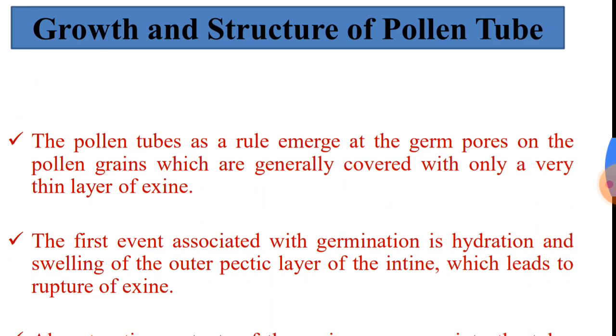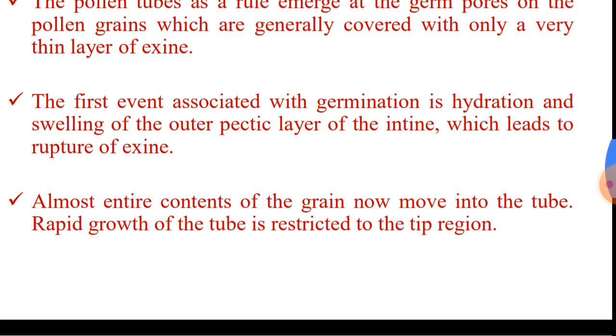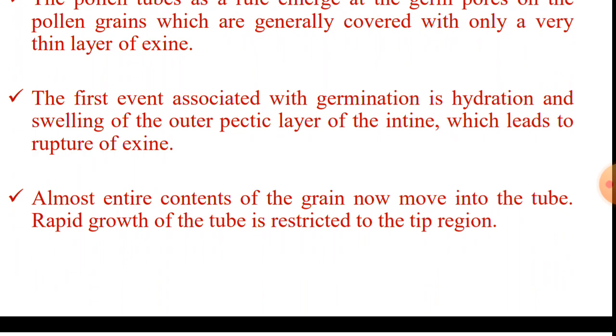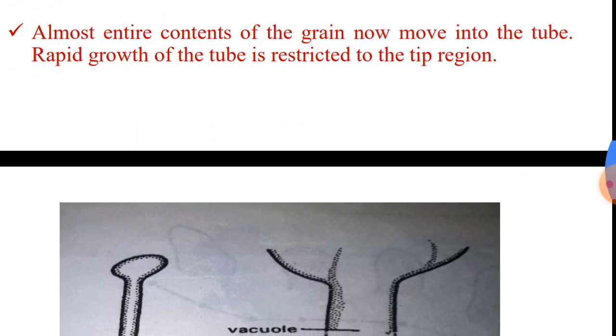Now, growth and structure of pollen tube. The pollen tubes as a rule emerge from the germ pores of the pollen grains, which are generally covered with only a very thin layer of exine. The first event associated with germination is hydration that we have already discussed, and with the hydration, the outer pectic layer of the intine swells, which leads to the rupture of exine. Almost entire content of the grain now moves into the tube.